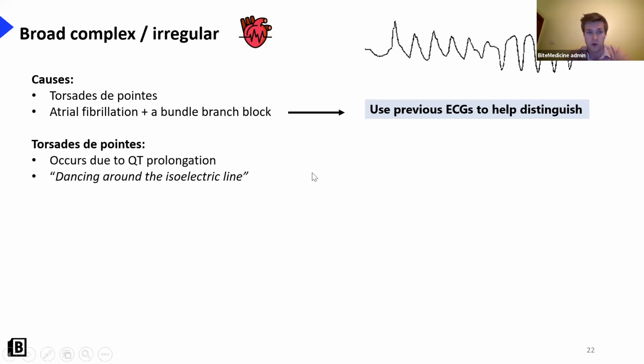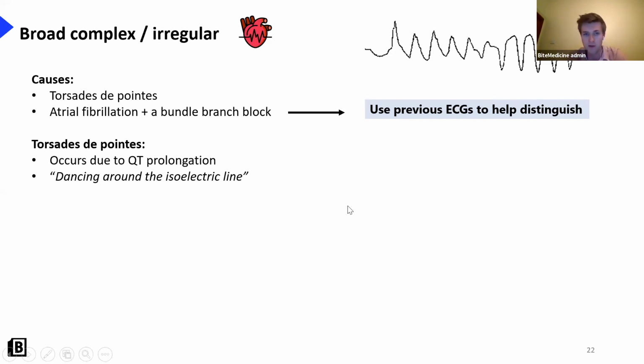So what is torsade de pointes? Well, it arises due to QT prolongation in most respects. And the way I was always taught it is, imagine the ECG trace dancing around the isoelectric line. So if you imagine the line where the electrical activity should be a flat line, you just see these ups and downs going all over the place.